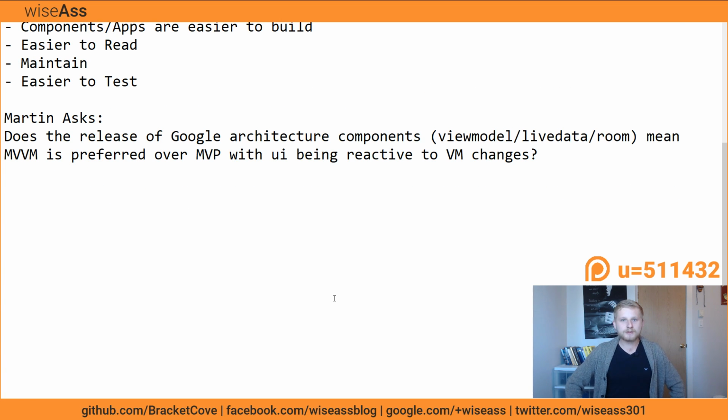So Martin asks, does the release of Google architecture components, ViewModel, LiveData, and Room mean Model View ViewModel is preferred over Model View Presenter, with the UI being reactive to view model changes?